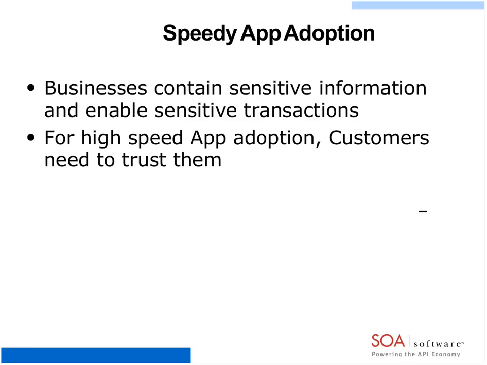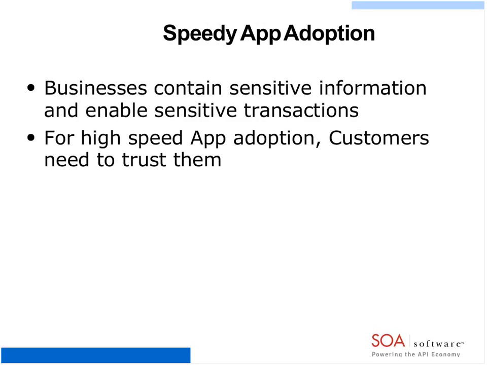Then you also want to speed up app adoption. So firstly, you want to speed up how apps get built, and then you want to speed up app adoption. Everything's about speed. You want to get to your goals as quickly as possible. But businesses contain sensitive information and typically enable sensitive transactions. If you wanted to do anything useful, then you're going to be dealing with sensitive information, user credentials, and things like that. So for high-speed app adoption, you really need to enable trust.